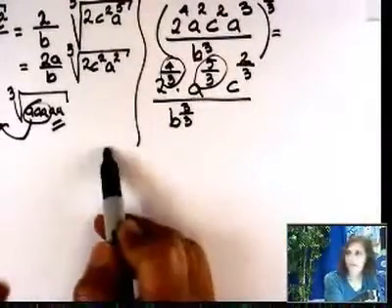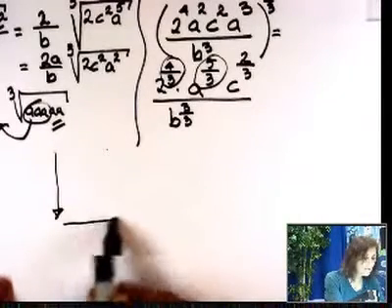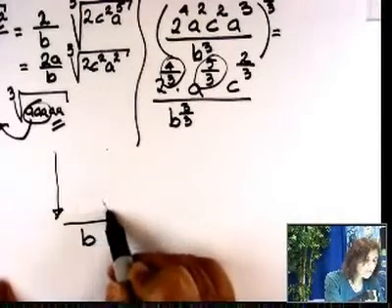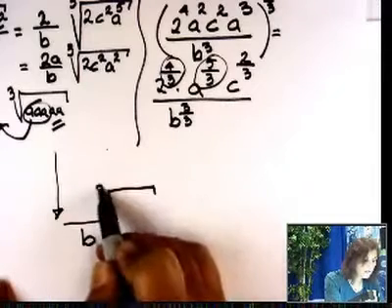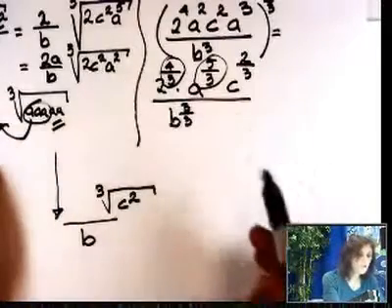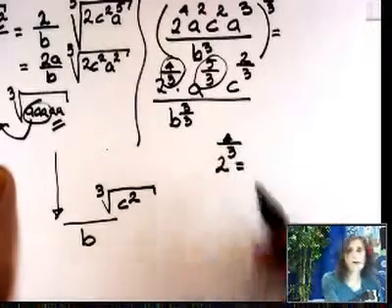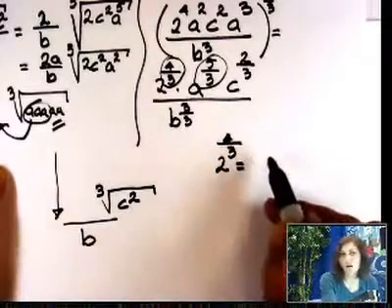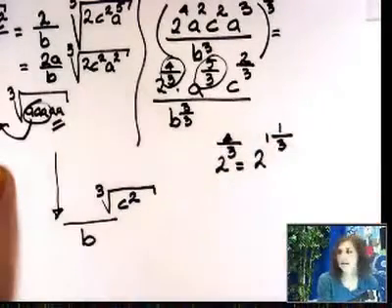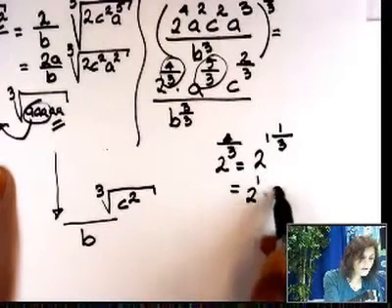I am going to come here. Okay, so I have b 3/3, that's going to be b. c 2/3, that's going to stay inside the radical. All right? Now I'm going to deal with this 2 4/3. 2 4/3. Watch. Change that improper fraction into a mixed number. 2 and 1 and 1/3. Does it make sense? Which means 2 to the 1 times 2 to the 1/3.